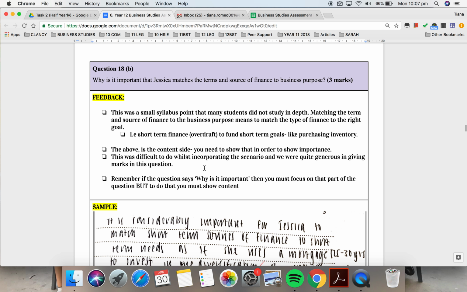Matching the term and source of finance to the business purpose means to match the type of finance to the right goal. For example, short-term finance, an overdraft, to fund a short-term goal, like purchasing inventory. The above is the content side. You need to show that part in order to show why that's important. This was really difficult to do whilst also incorporating the scenario, and we were quite generous in giving marks in this question. Remember, if the question says, why is it important, then you must focus on that part of the question, but to do that you need to show content.